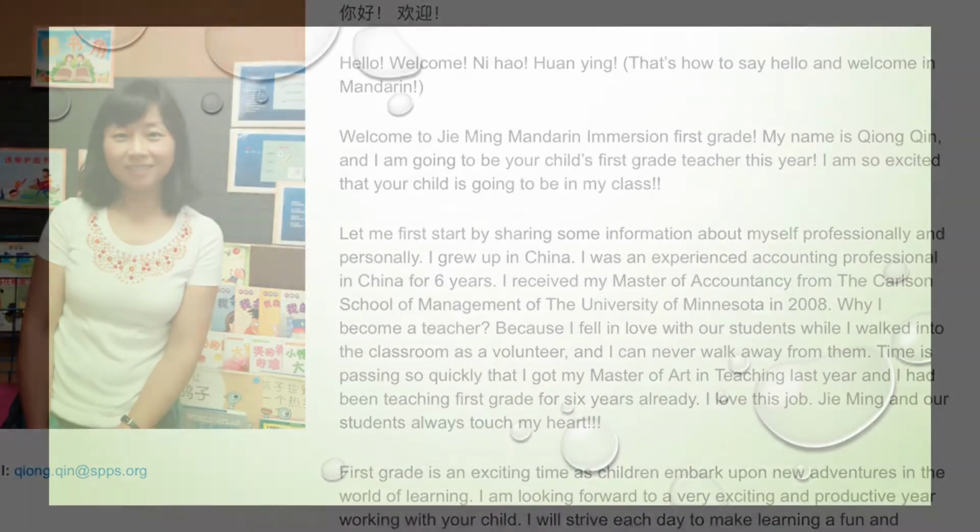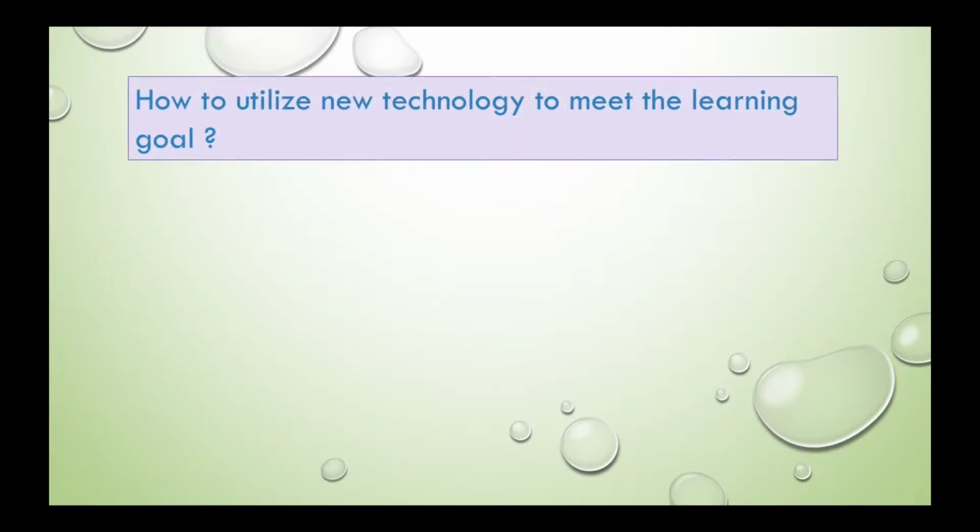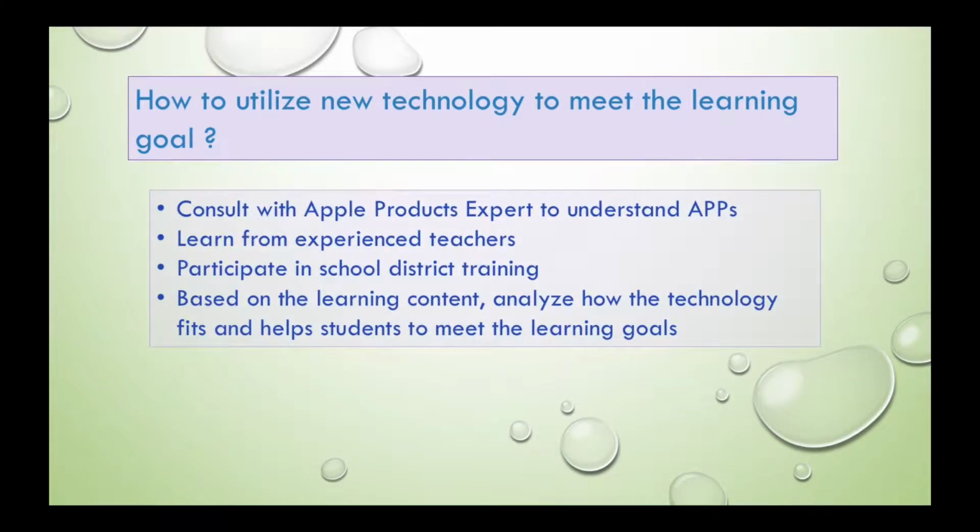The first question is, what type of new technology is accessible in your classroom? The teachers' answers are iPad, projector, smart board. The second question is how to utilize new technology to meet the learning goal. The answers are consult with the Apple expert to understand apps, learn from experienced teachers, participate in school district training, and also based on the learning content, analyze how the technology fits and helps students to meet the learning goal.